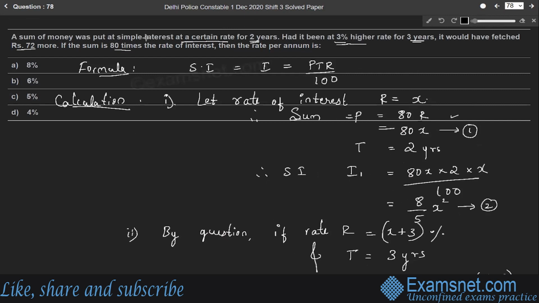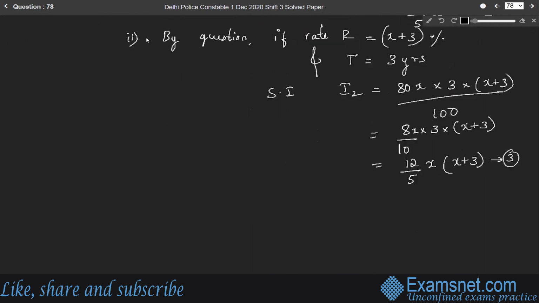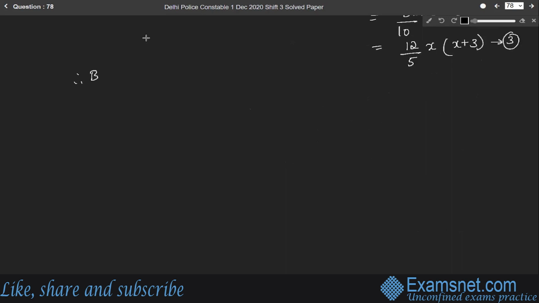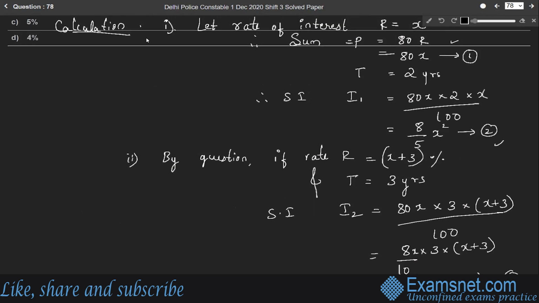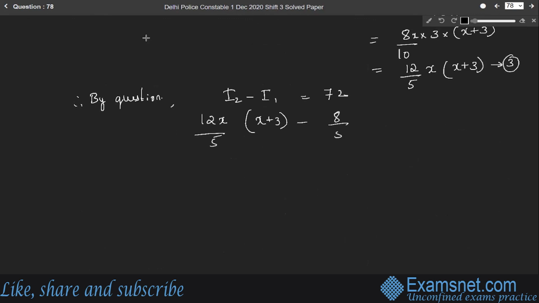So come back to the question. Had it been at 3% higher rate for 3 years, it would have fetched rupees 72 more. That means the difference between simple interests. Therefore, by the question, I2 minus I1 is equal to 72. So substitute the values: 12x by 5 into x plus 3 minus I1, which is 8 by 5 x square, is equal to 72.